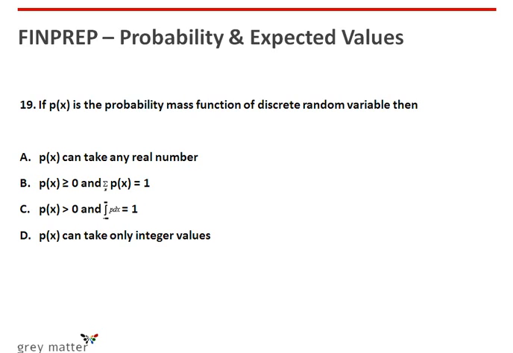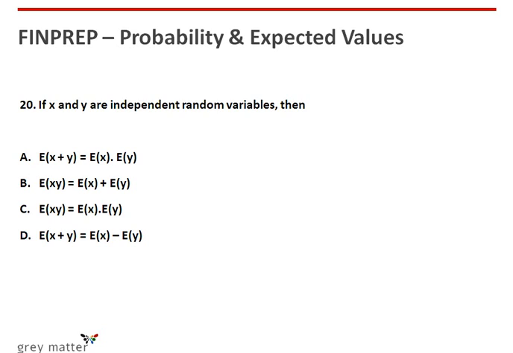19th question, if p of x is the probability mass function of a discrete random variable, then the answer should be B option, which says p of x is greater than or equal to 0, because the probability of any random variable x will always be greater than or equal to 0. And since it is discrete, sigma x of p of x should be equal to 1. So it is B option, which says p of x is greater than or equal to 0 and sigma of x, p of x is equal to 1. So the answer is B option.